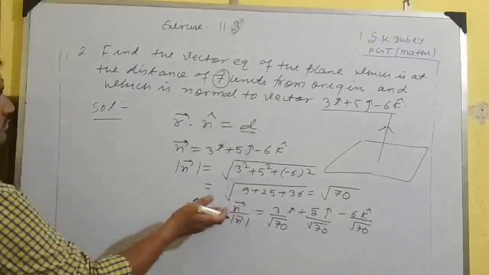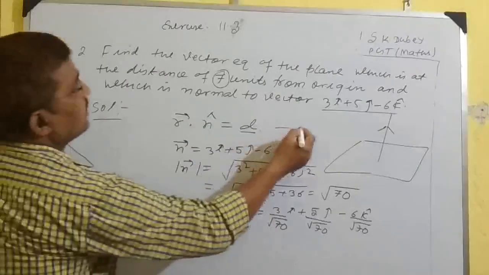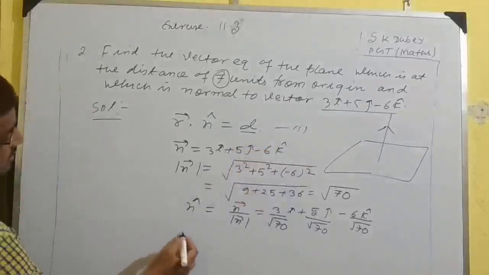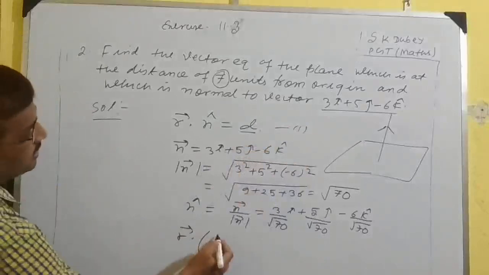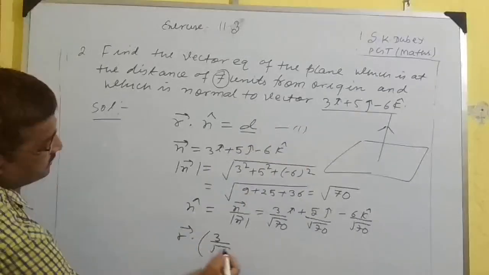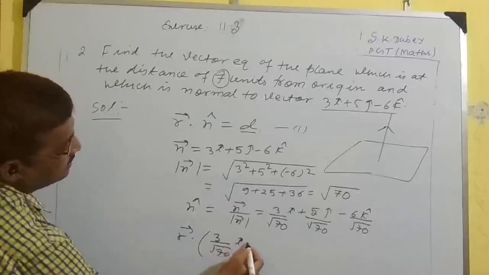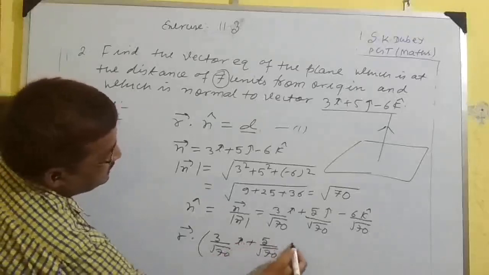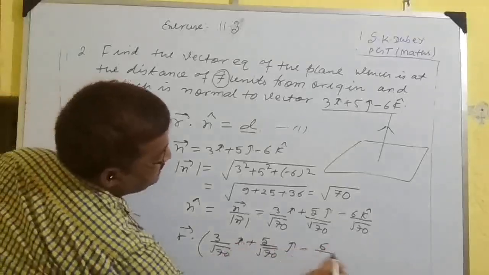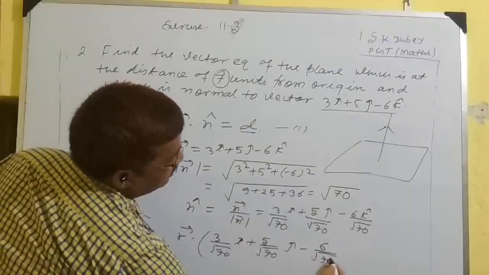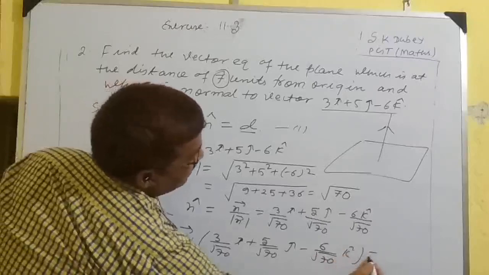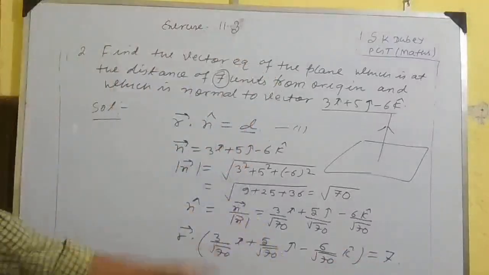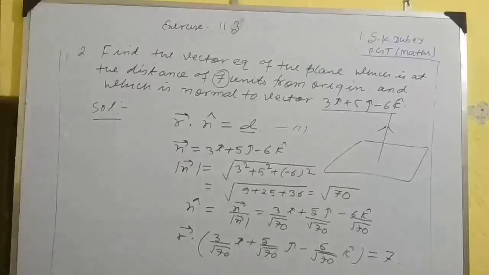Putting this unit vector n cap and d in equation 1, we get the required equation of the plane, that is r dot 3 by root over 70 i cap plus 5 by root over 70 j cap minus 6 by root over 70 k cap is equal to d, and d is 7. This is the required equation of the plane.